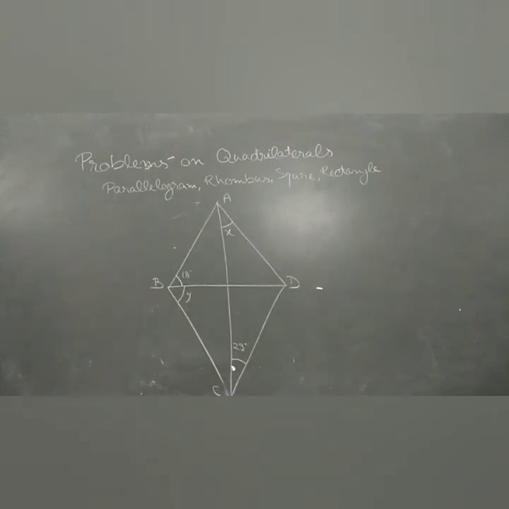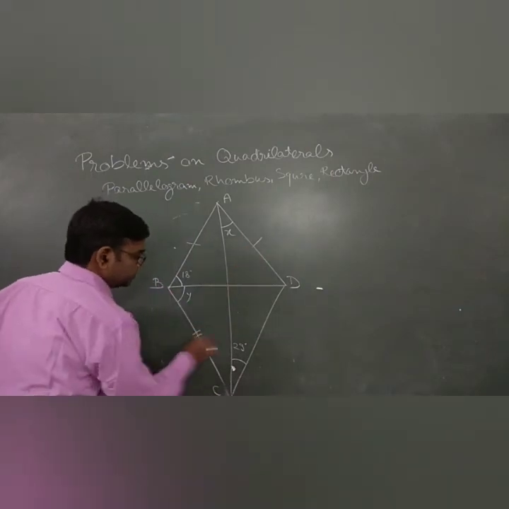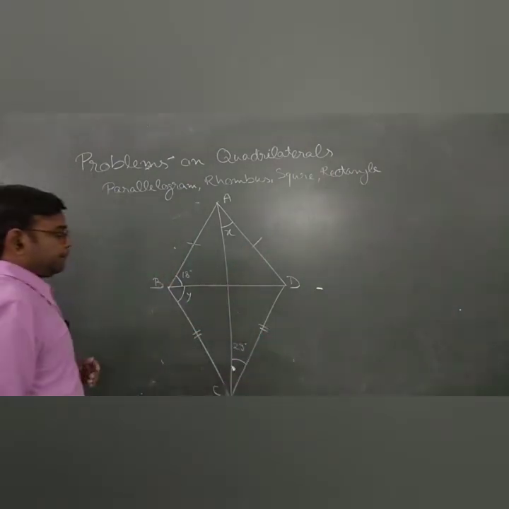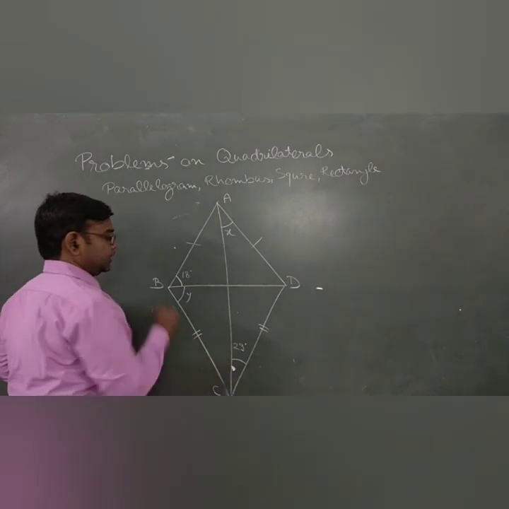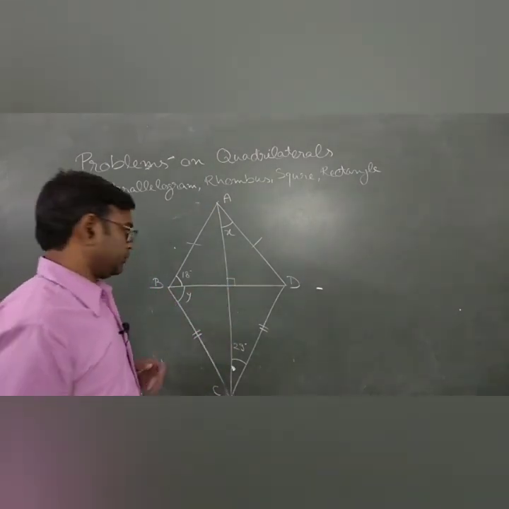As you are seeing, this figure is your figure of kite. A kite, as you know, is a unique quadrilateral having adjacent sides equal to each other, and there is a property of diagonals. So let us discuss first. We know that these two sides are equal and these two sides are equal to each other. Diagonals intersect each other, not bisect, intersect each other at 90 degrees.